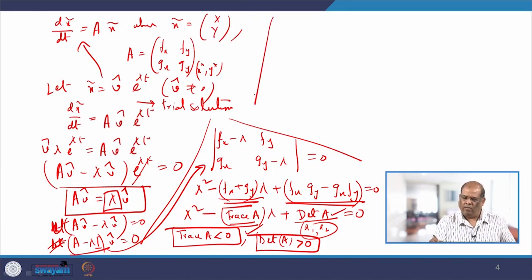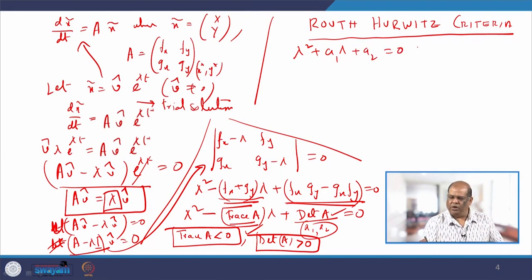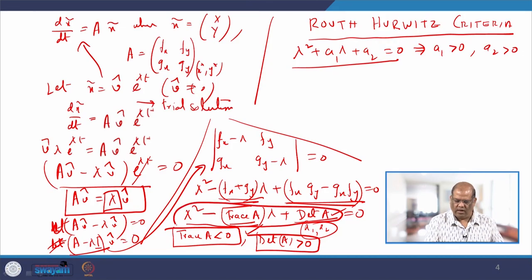Now, this criteria or this condition is known as Routh-Hurwitz criteria. So, for two equations, if your characteristic equation is of the form lambda square plus A1 lambda plus A2 equal to 0, then the condition that the system is stable is A1 is positive and A2 is positive. Please note that there is a tiny difference between this equation and this equation, which is the negative sign. If I bring this negative sign inside, then I put a positive sign here, this negative sign is absorbed in this A1, and hence here A1 is positive, A2 is positive.